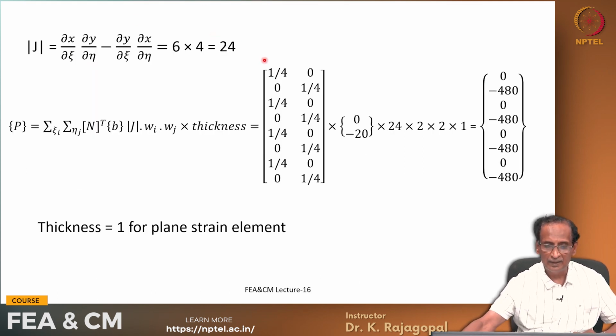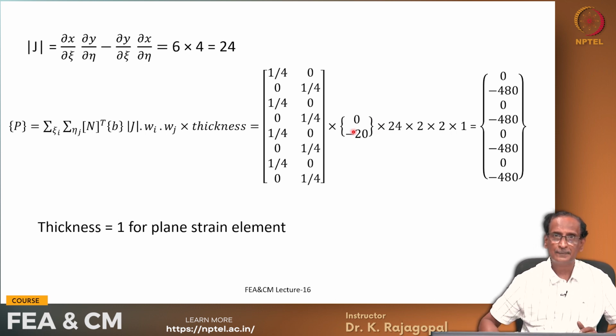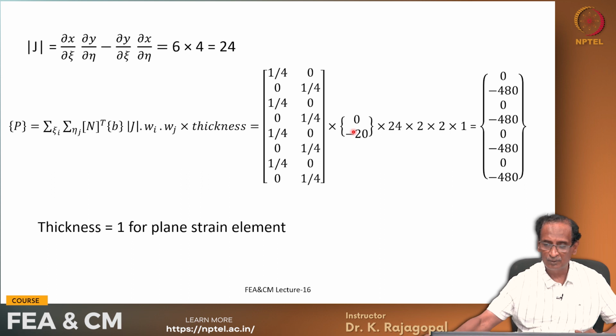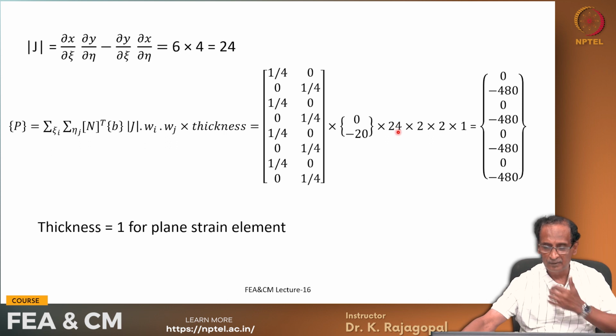So you have this n transpose as 1/4, 0, 0, 1/4 and so on, and our body force vector, our unit weight is 20. If you take the y axis as vertical upwards, the gravity is going to act downwards, so it is 0 and minus 20. The determinant of the Jacobian matrix is 24, the weight factors are 2 and 2, and thickness is 1.